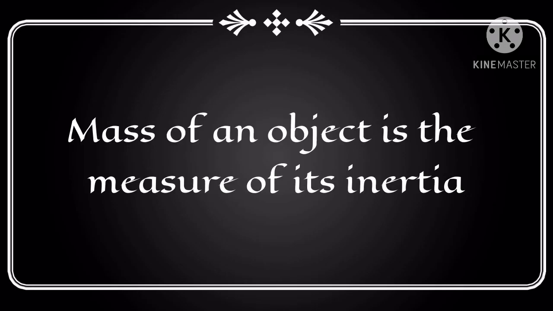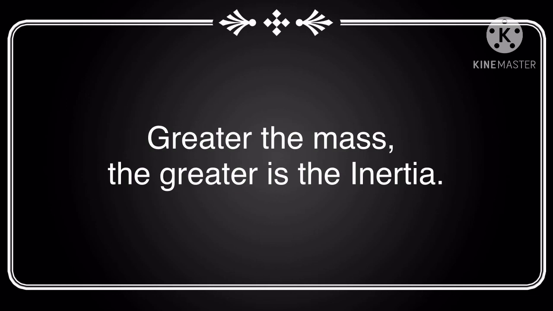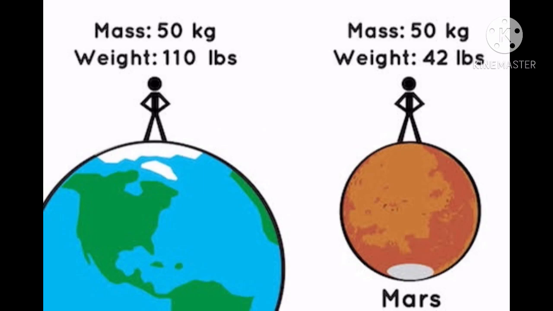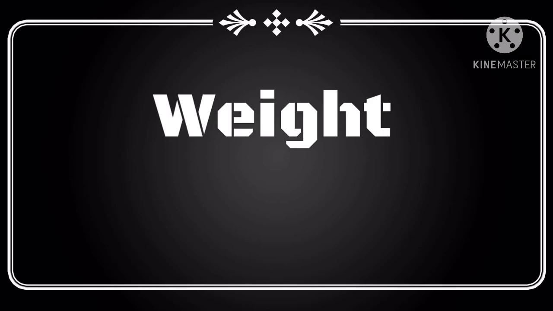In the previous chapter we have learned that the mass of an object is the measure of its inertia. And we learned that the greater the mass, the greater the inertia. The mass of an object remains the same whether it is on the earth or on the moon or even in outer space. Now we'll see what is weight.